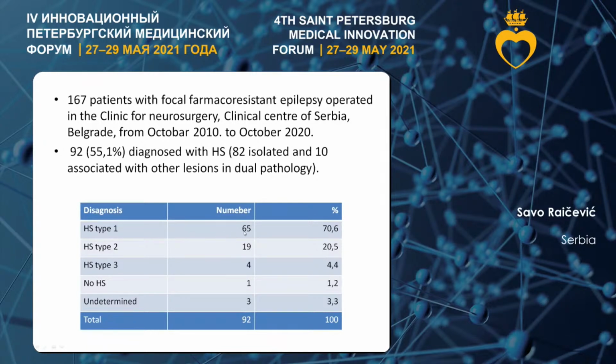The most common was, expectedly, 65 cases or 70%, HS type 1, type 2 was 20%, and the rest was in much lower percentage. 3 cases, or 3.3%, were undetermined histologically because the tissue was submitted fragmented and the location of the hippocampal sclerosis could not be precisely diagnosed.